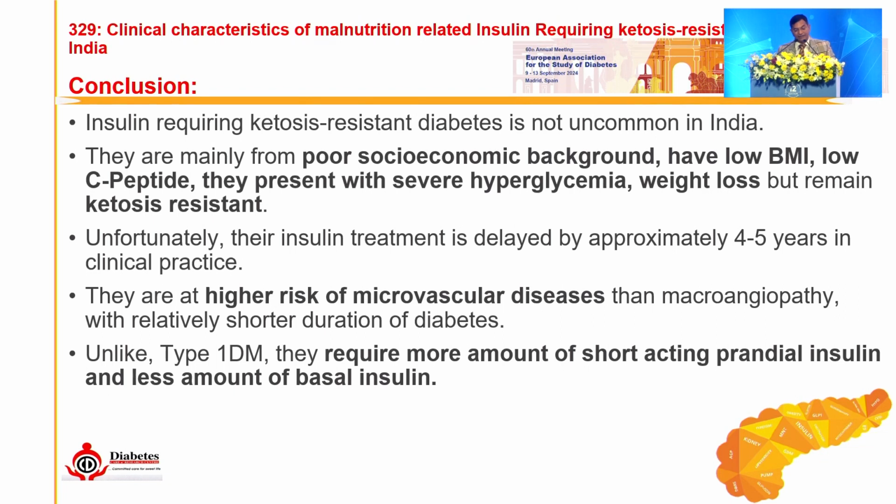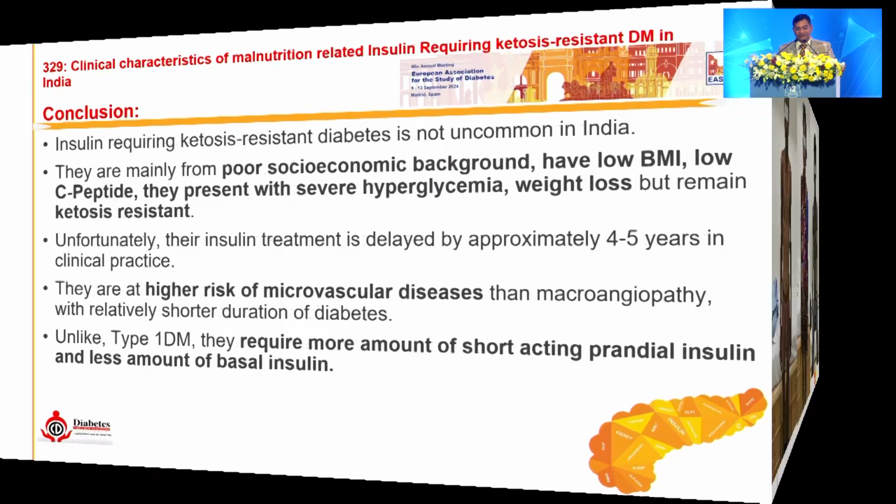At least in central part of India, they are at higher risk of microangiopathy than macroangiopathy in a relatively shorter duration of time. If you remember, their total duration is around 5 years from the diagnosis, 5 years untreated, and 5 years until they came to us. So maybe 8 to 9 years, but they have developed microangiopathy, which traditionally should happen after maybe 10, 15 years. Unlike type 1 diabetes, they require more short-acting prandial insulin than basal insulin.